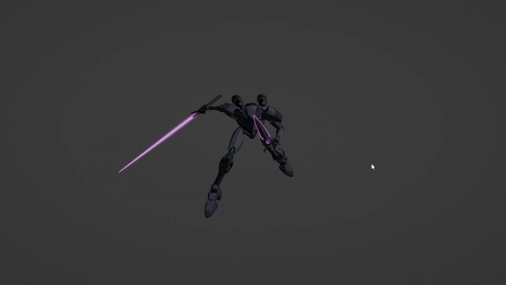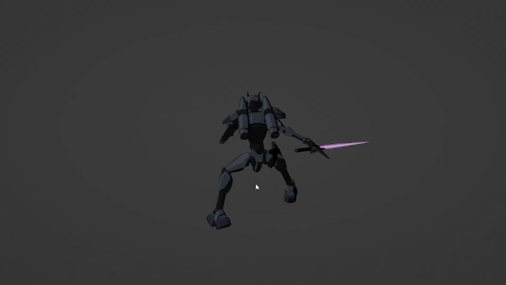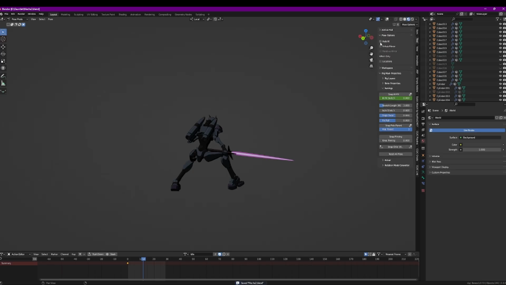I thought it would be a good time to talk about motion matching. You know it, you love it, but you don't understand it. But all that can change in about 5 minutes.